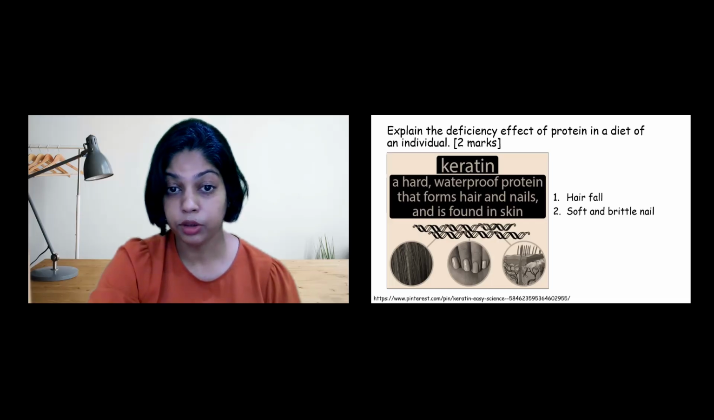When the body does not get enough protein to produce keratin for hair, the hair becomes weak, so tends to fall. When the body does not get enough protein to produce keratin for nails, the nails become weak, so tend to break.